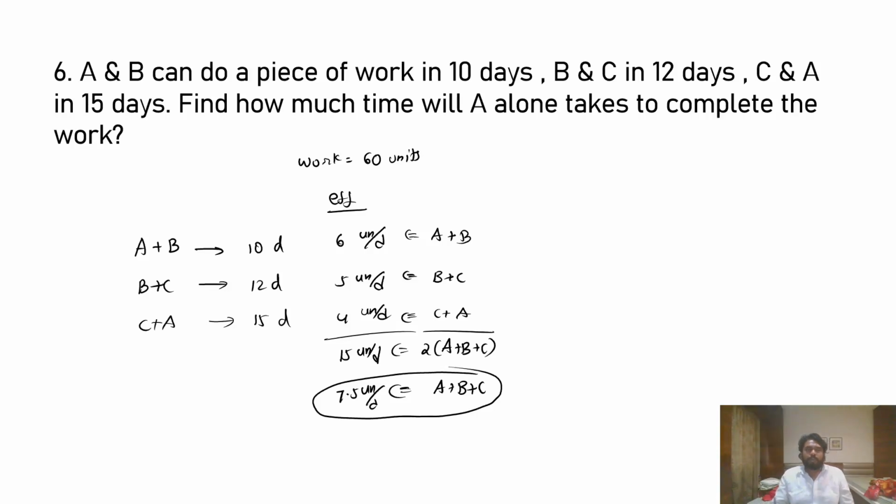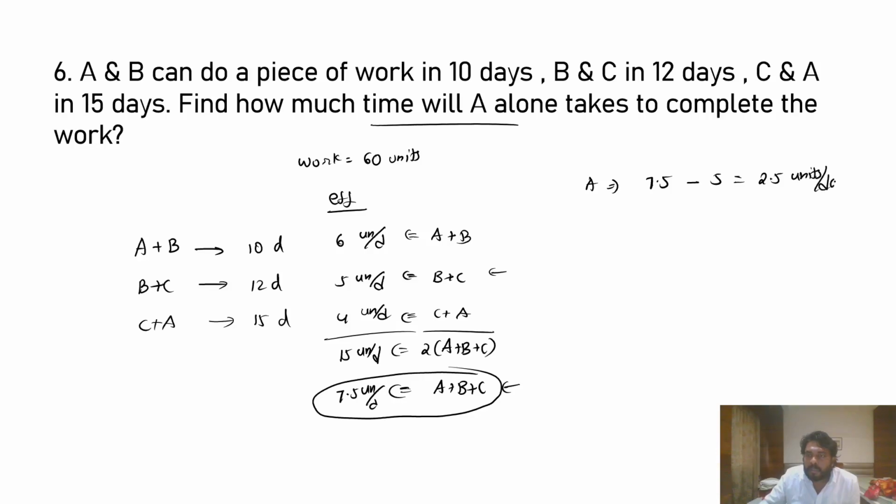Now, what you need to do is get the time taken by A alone. I have A, B and C combined efficiency, and B and C combined efficiency. If I subtract B and C's efficiency from all three persons' efficiency, then I'm going to get A's efficiency. When I get A's efficiency and I know the work, I can calculate the time. So here, A's efficiency would be 7.5 units minus 5 units. So how much, guys? 7.5 minus 5, it is 2.5 units per day.